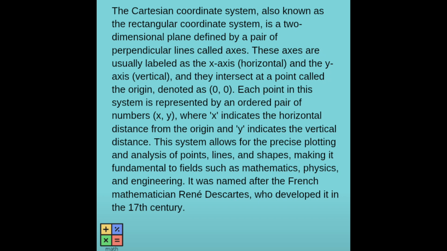The Cartesian coordinate system, also known as the rectangular coordinate system, is a two-dimensional plane defined by a pair of perpendicular lines called axes. These axes are usually labeled as x-axis, horizontal, and y-axis, vertical, and they intersect at the point called the origin, denoted as (0, 0). Each point in this system is represented by an ordered pair of numbers (x, y), where x indicates the horizontal distance from the origin and y indicates the vertical distance.